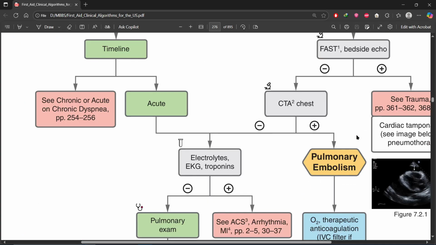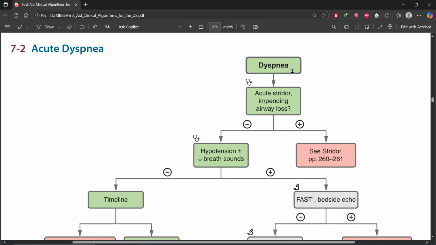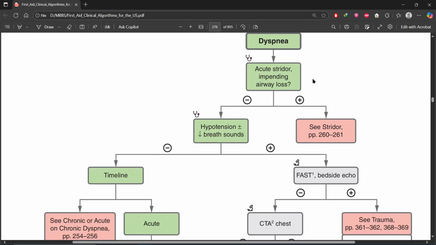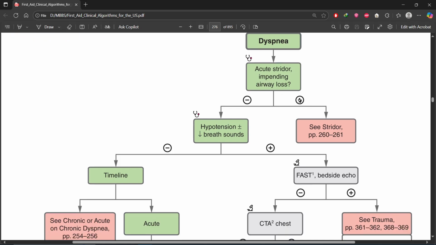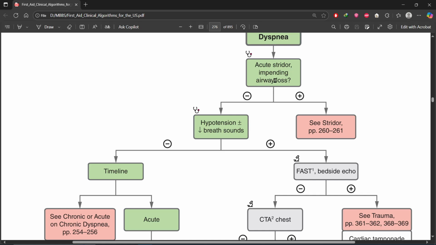So a general overview. First of all, the patient comes to you with dyspnea, and then we have to look at the presentation of the patient, whether he has acute stridor or impending airway loss. If that is present, then we go towards a different management of the stridor. Then we obviously secure the airway, we intubate the patient, we calculate the GCS score, and we have to stabilize the patient. If airway loss is imminent, then we have to secure the airway, intubate, and then go forward.